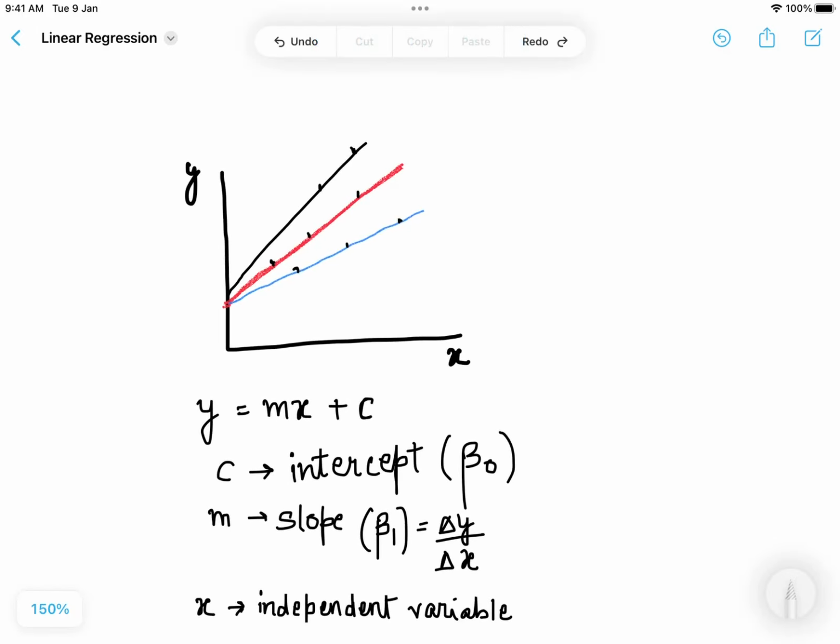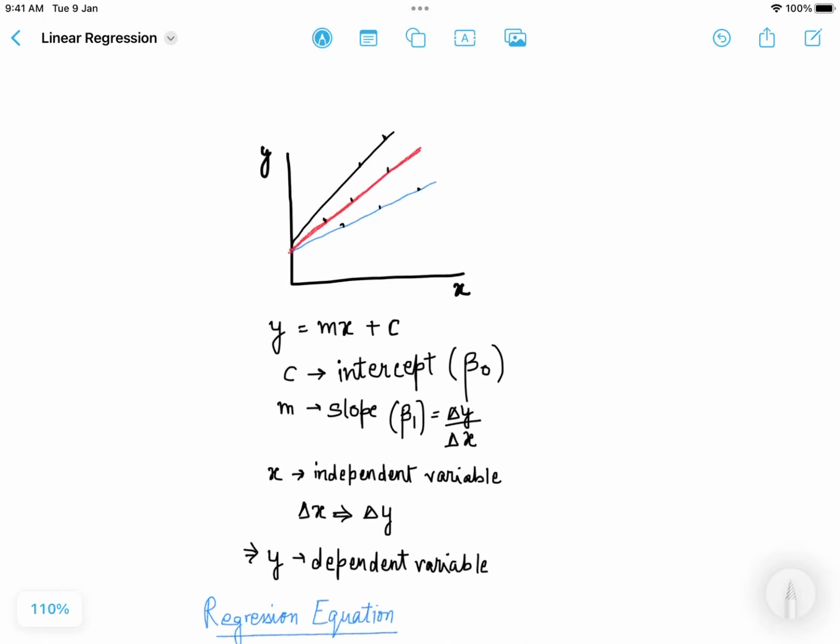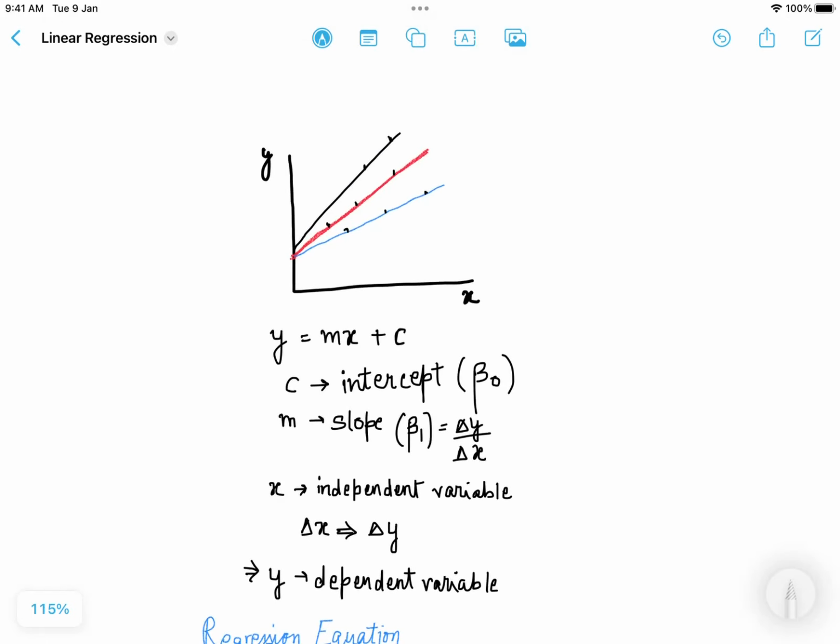So let's again get back to the linear regression and its understanding. I have already explained the straight line equation, which is y equals mx plus c. Here c is the intercept, which is beta naught, and m is the slope, which is beta 1, and x is the independent variable. How change in x will impact change in y, and our y is the dependent variable.